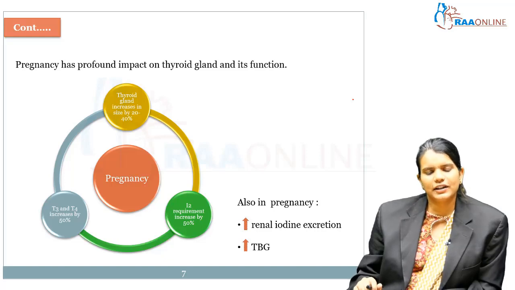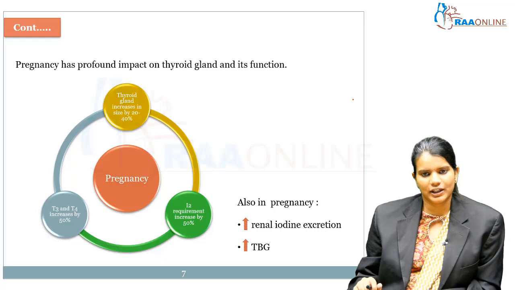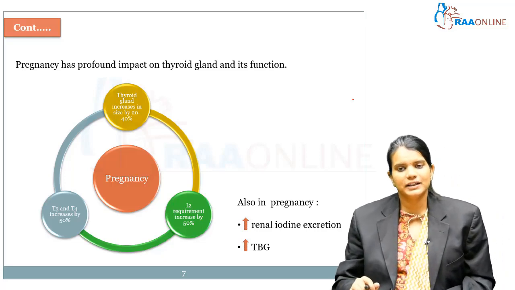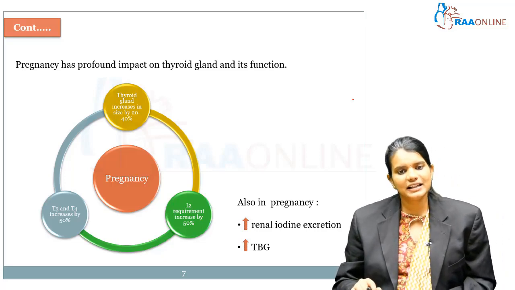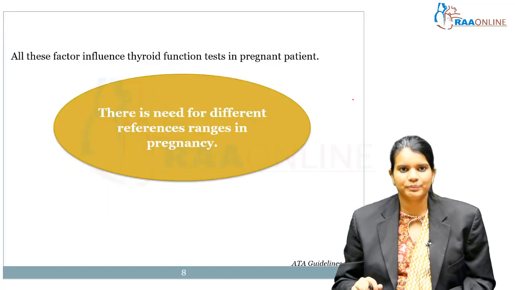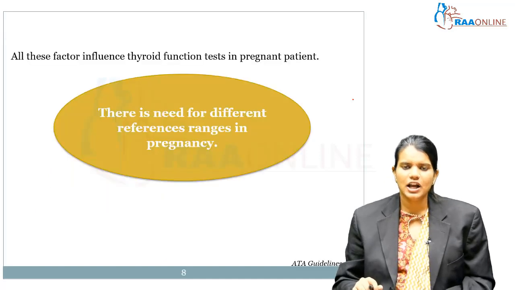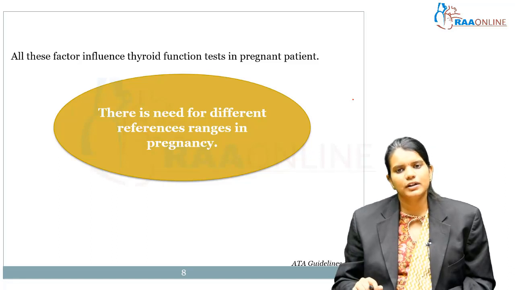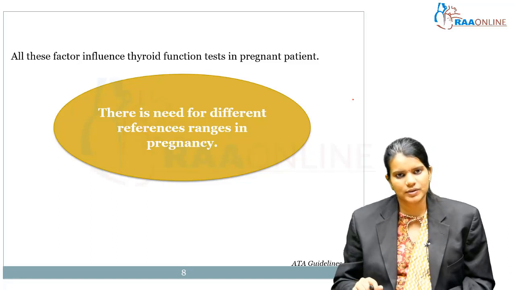The thyroid gland increases in size by 20 to 40%. The iodine requirement increases by 50% and T3 and T4 production increases by 50%. Also in pregnancy, there is an increase in the renal iodine excretion and total thyroid binding globulin. All these factors influence thyroid function tests in pregnant patients. There is a need for different ranges in pregnancy.